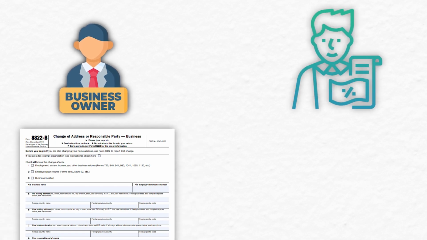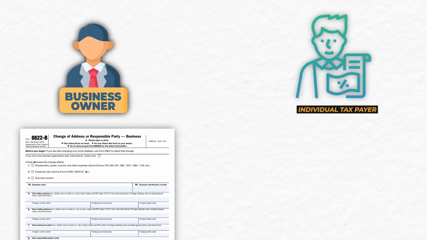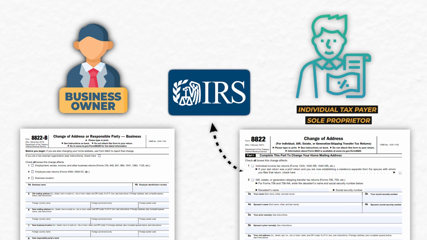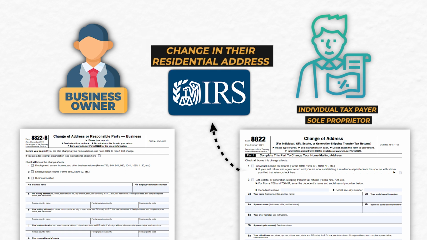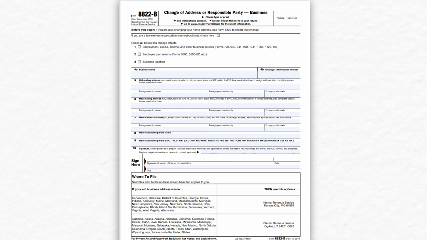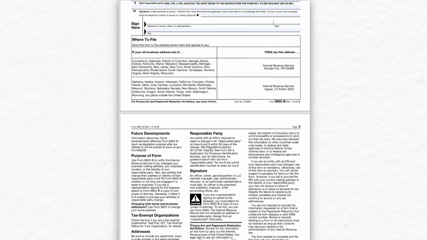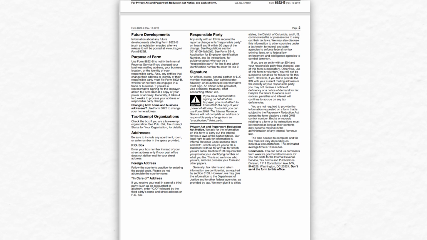A business uses Form 8822-B, and a person, such as individual taxpayers or sole proprietors who use Form 1040 or 1040-NR, will be using Form 8822 to inform the IRS about their change in their residential address and things like that. But when it comes to businesses, you use 8822-B.